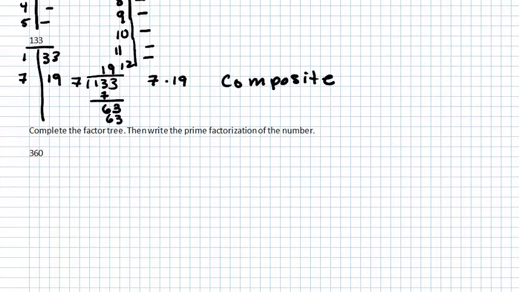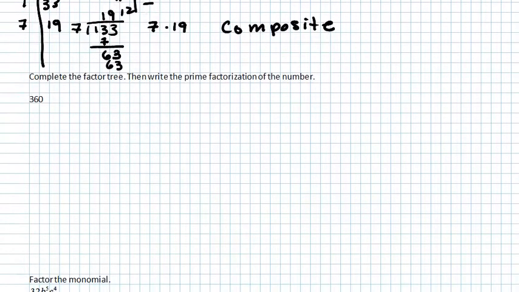Let's make a factor tree. Then write the prime factorization of the number. All right? So we're going to start with 2. It's prime, so I circle it. And 180. 2 times 180 gives me 360. Let's try 2 again. It goes into there 90 times. 90 is not prime. 2 goes in again 45 times.